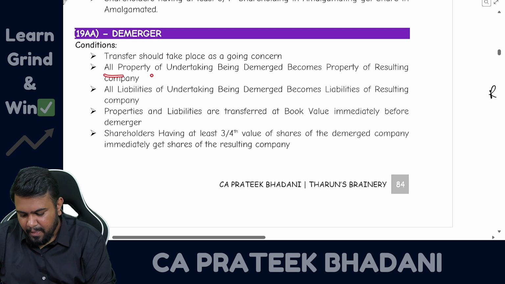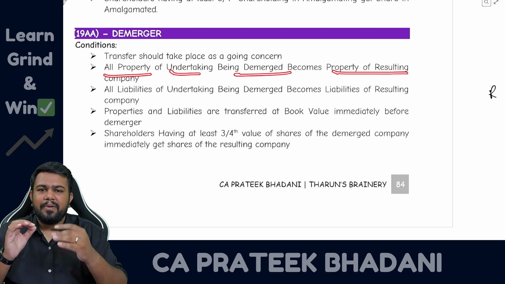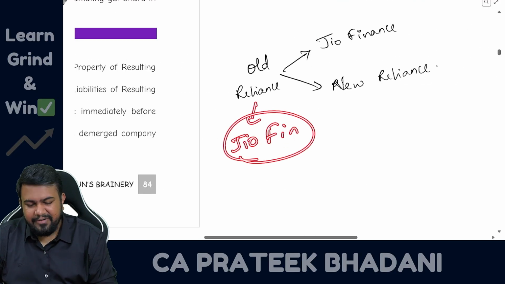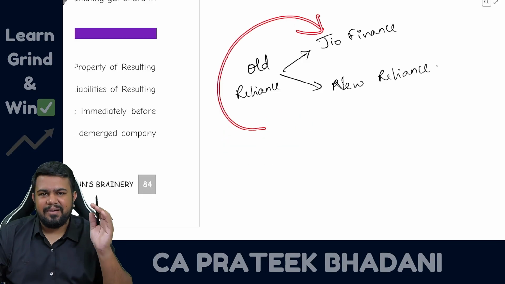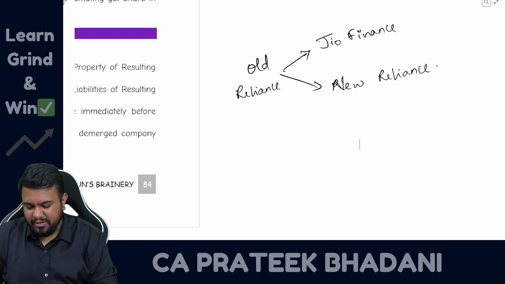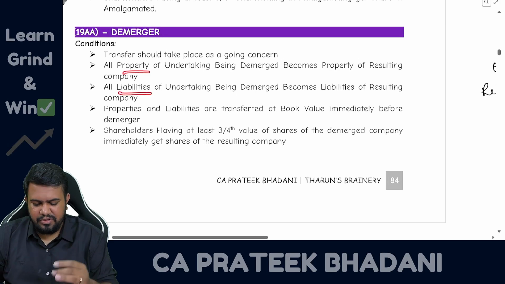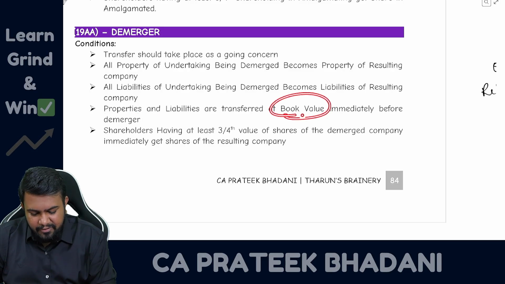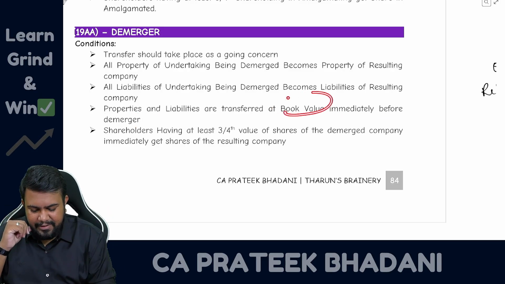Second condition, all the property of the undertaking being demerged should become the property of the resulting company. So in this old Reliance, Jio Finance was a part of old Reliance. Now whatever are the assets of this Jio Finance should become the assets of the new Jio Finance company. Similarly, all liabilities also should be transferred. So property should be transferred, liabilities also should be transferred. Then property and liability should be transferred at book value immediately before the demerger date. So at what value? Book value it must be transferred.